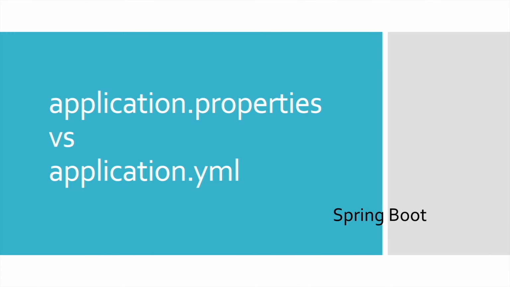Let's see the differences between the application.properties and the application.yaml file. On a high level, these two files are configuration files. They just hold the data properties and the key value pairs. But if we dive deeper into it, there are a few main differences between them.